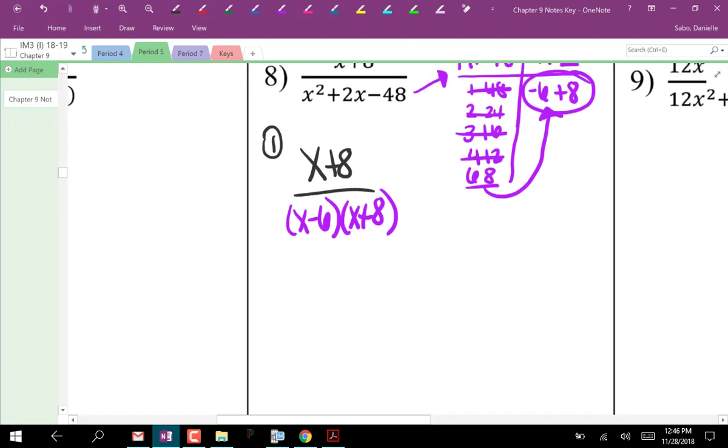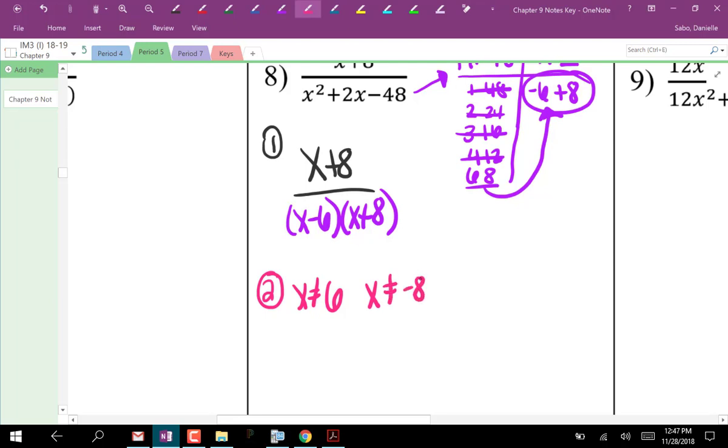Okay. Second step. How many excluded values am I going to have? How many? I can't hear. Sorry. People are saying stuff. Well, on the bottom, there are 2 x's, so I will have 2. X cannot be what number for this very first one? 6. So for those that are a little bit quicker, you just flip the sign. What about the second one? X cannot be what? Good, negative 8.